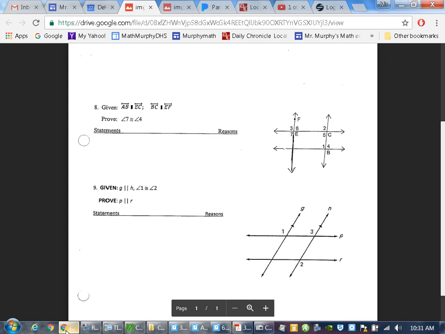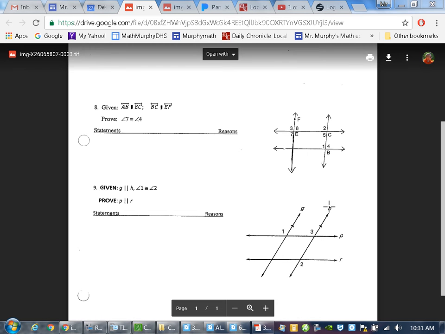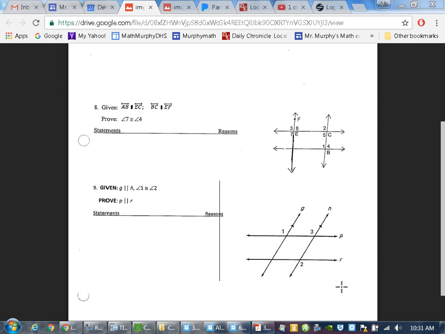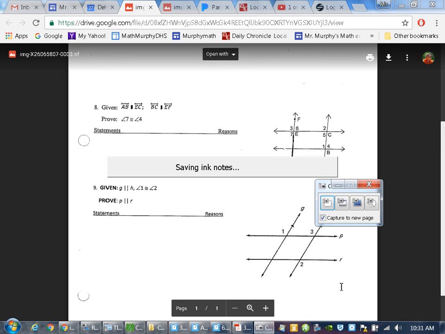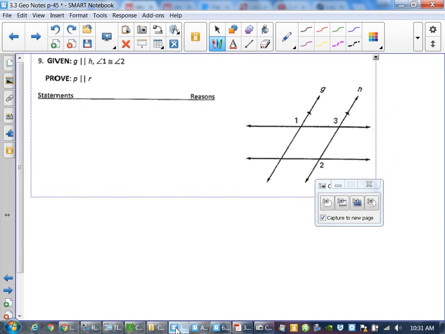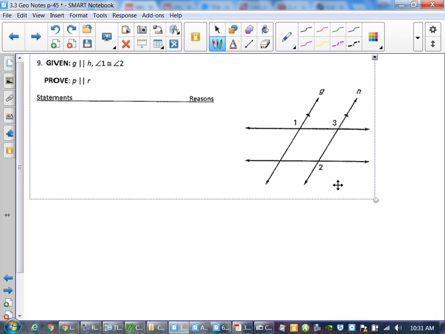If we go back and restart this one, just by looking at what you know and what you have to show, you can usually work backwards from the picture to figure out what you have to do. It says G and H are parallel. Here's your parallels. Right away, I've got two parallel lines cut by a transversal. What do I know about angles 1 and 3? They're corresponding. Are they congruent? Yes. So in my head, I know that these two are going to be corresponding angles.